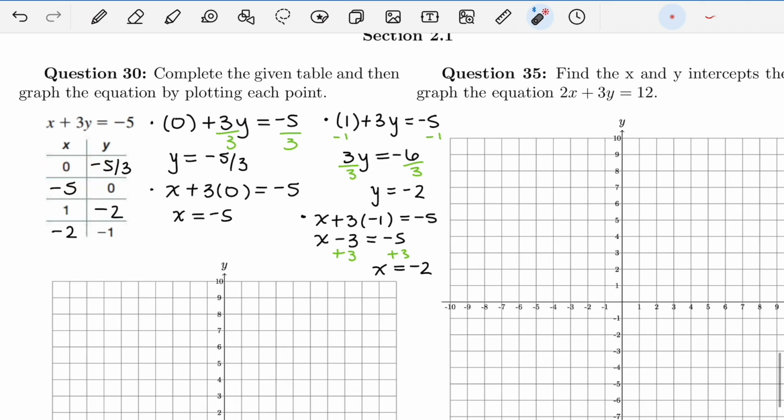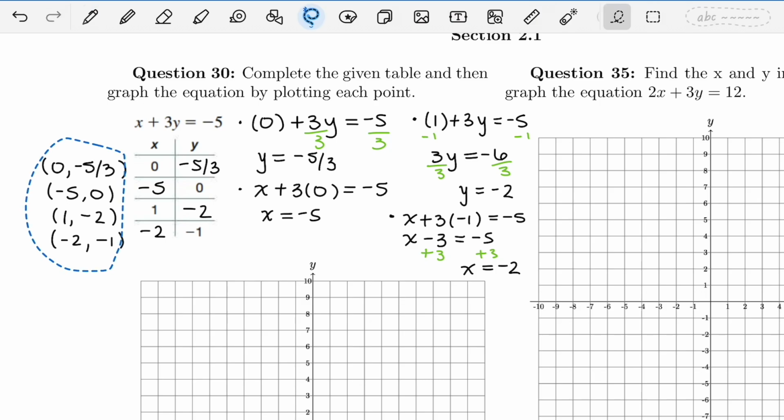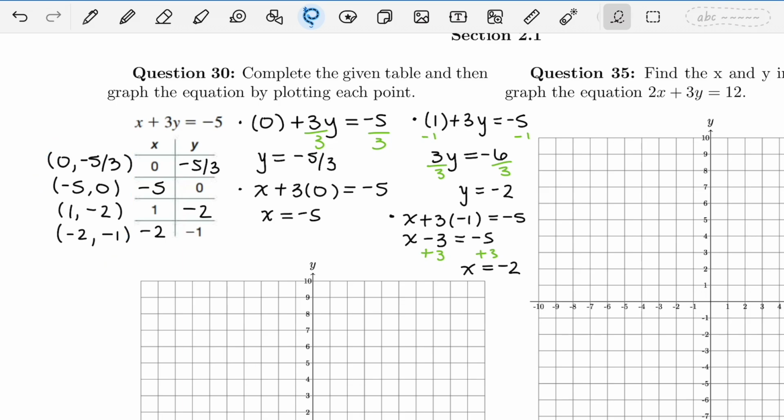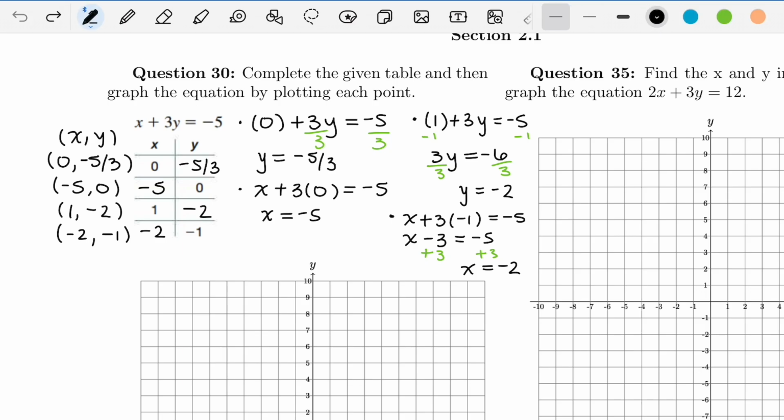So the first point here is 0, negative 5/3. So I'll put that in coordinate notation here for each of these points, because we're looking at x and y coordinates. So when x is 0, y is negative 5/3. When x is negative 5, y is 0, and so on. So that's how we're going to plot these points.